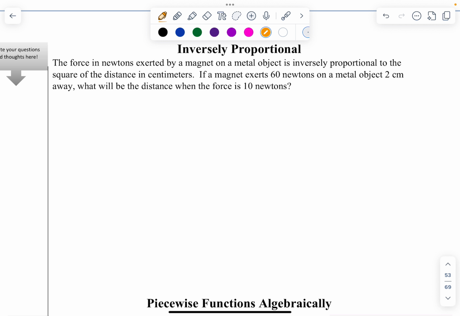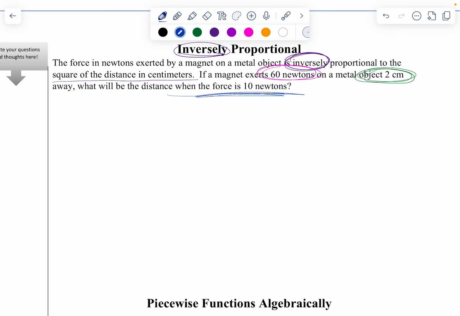So let's talk about something that's inversely proportional now. I want you to remember inverse means that as x increases, y decreases, right? Or vice versa. So that's what inversely means. The force in newtons exerted by a magnet on a metal object is inversely proportional to the distance. So the more force, the less the distance. The more the distance, the less the force is what we're talking about here. If a magnet exerts 60 newtons on a metal object 2 centimeters away, what will the force be in 10 newtons? So let's talk about this, okay?